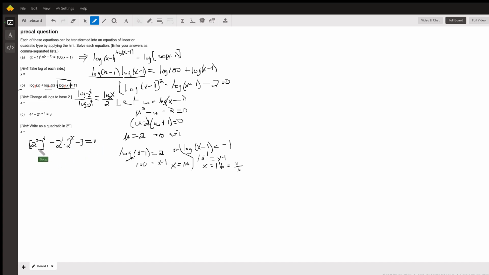And here's what you do. We're going to interchange these two exponents. 2 to the x squared minus 2 times 2 to the x minus 3 equals 0. Let u equal 2 to the x. And you've got a quadratic similar to what we did in part A. Solve the quadratic and replace u with 2 to the x and see what happens. Okay, there you go. Hope that helped.